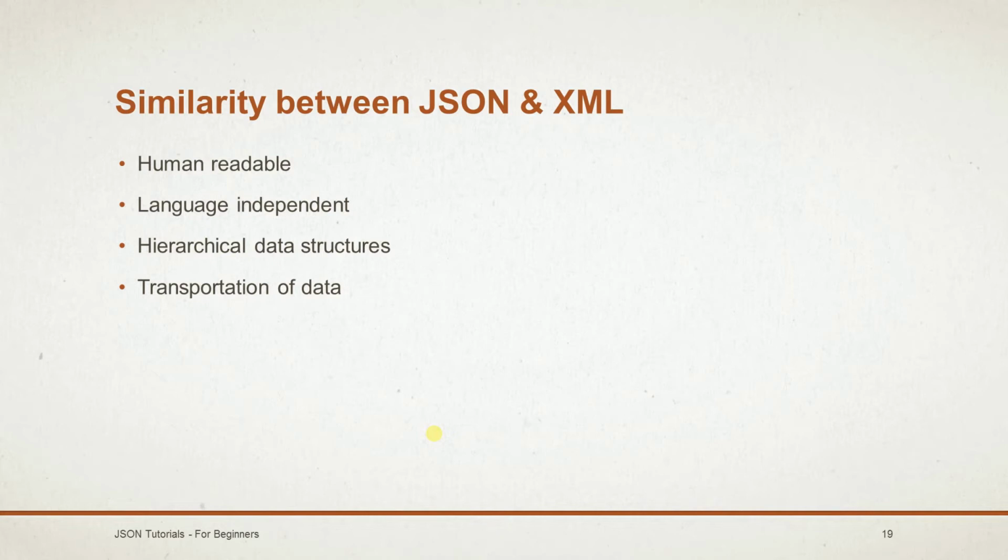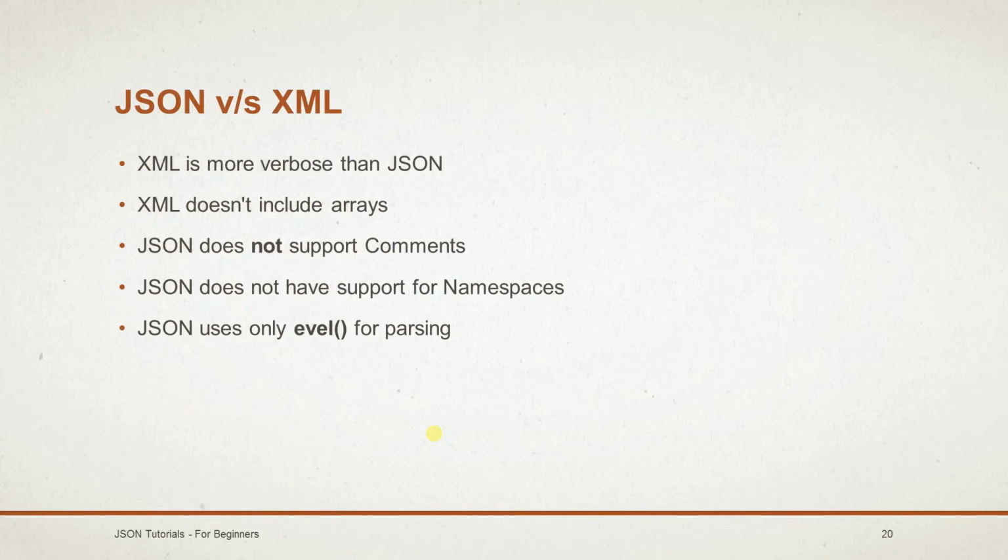Okay, now moving to the difference between both of them. XML is more verbose than JSON, so it is faster to write JSON compared to XML. XML does not include arrays whereas JSON includes arrays. JSON does not support comments while XML supports comments.